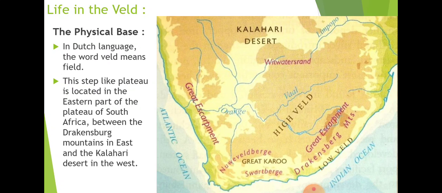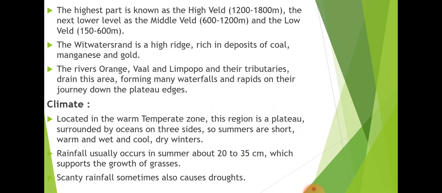Now moving towards the climate. What kind of climate is there? It is located in the warm temperate zone. Warm temperate zone means the zone which is near to the Tropic of Capricorn. So the climate of this area will differ from the others, because it is near to the Tropic of Capricorn, and due to that the temperature is also affected, likewise near to the Capricorn.